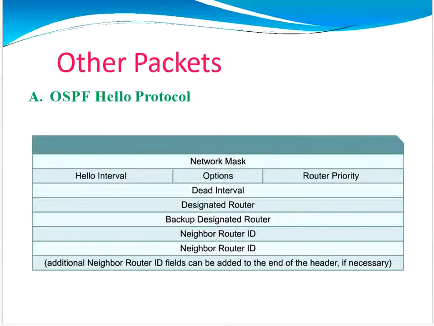This is the packet format, or the packet header, which is used for the OSPF hello protocol packet. In this you can see the network mask, hello interval, options, router priority, dead interval. We are using the designated router, the backup designated router, and neighbor router IDs. Additional neighbor router IDs can be added at the end of the header if required.